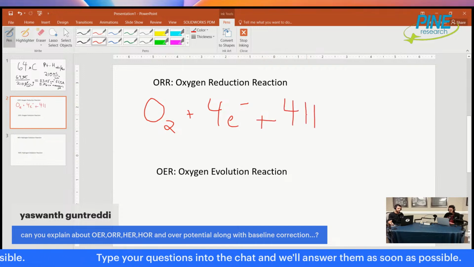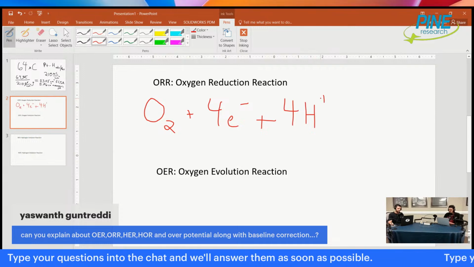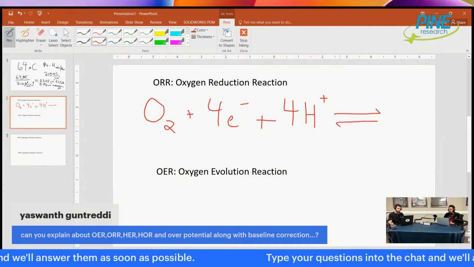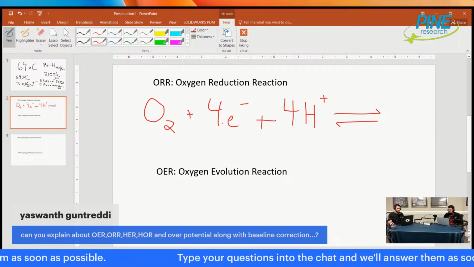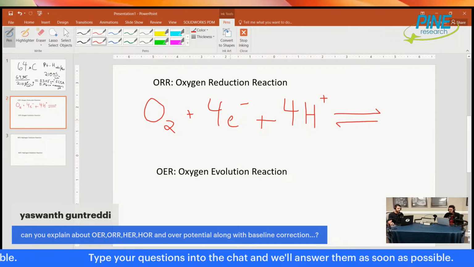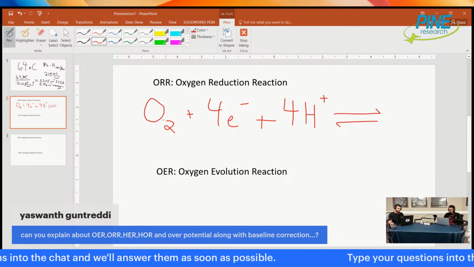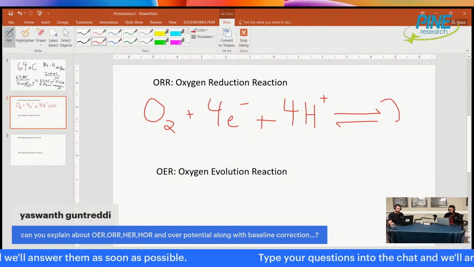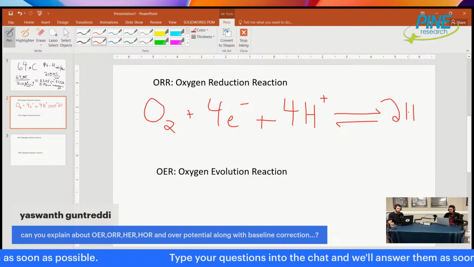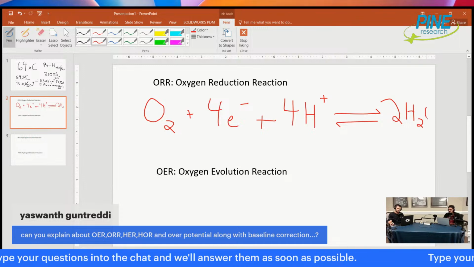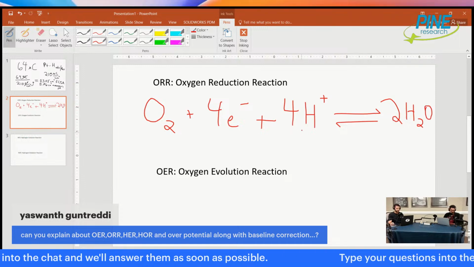There's different reactions depending on whether it's acid or base. I'm just assuming acid here. Okay. Oxygen, it's a 4 electron process with 4 protons. You can see there's 4 H's and 2 O's. So this gives me 2 waters, 2 H2O. Okay. That's the oxygen reduction reaction.